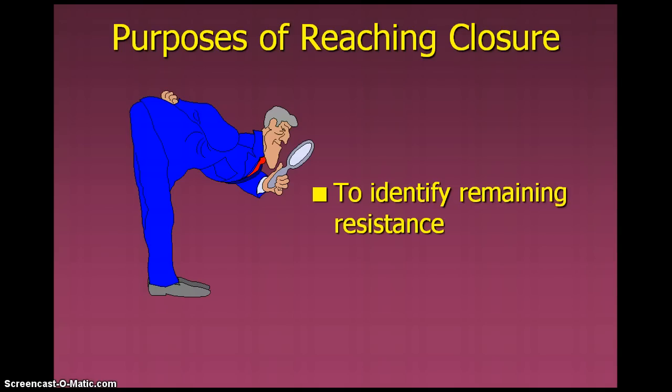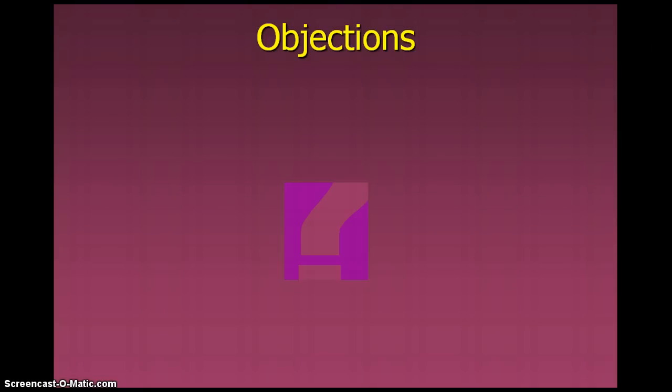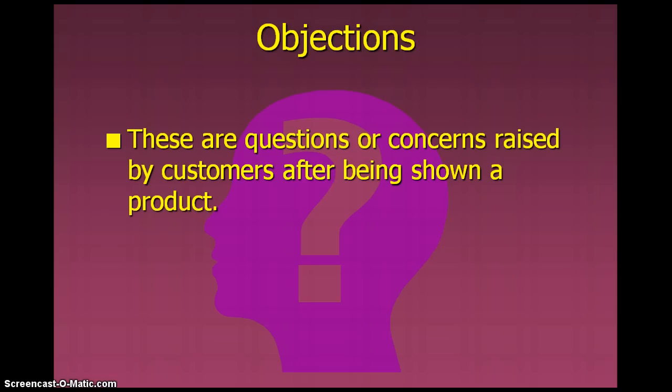Is there anything still hanging out there that we haven't answered that you have questions about? If not, let's get the order. A couple things with reaching closure. First, objections. Objections are any questions, concerns that they still might have about the product.